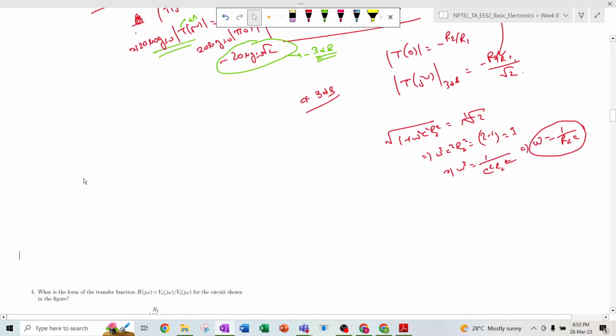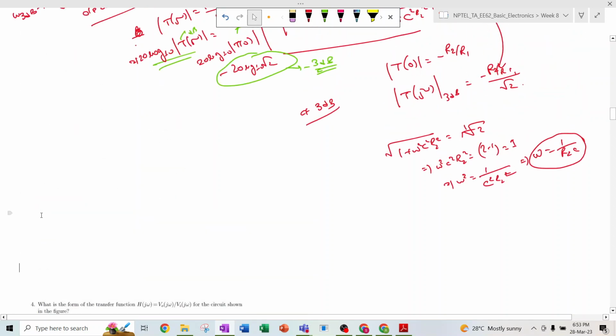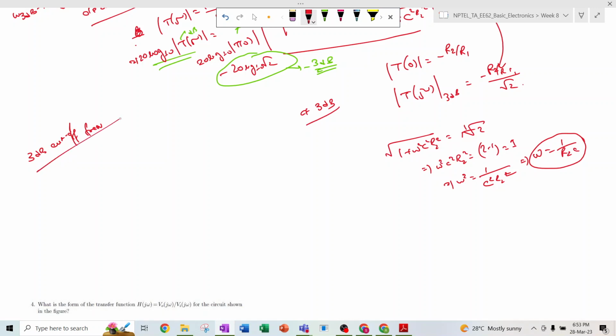Okay. So one more thing, this 3 dB cutoff frequency. 3 dB cutoff frequency means where the voltage, or current or something like that, will fall by root 2 times. But it is also known as the half power point. Why half power point?